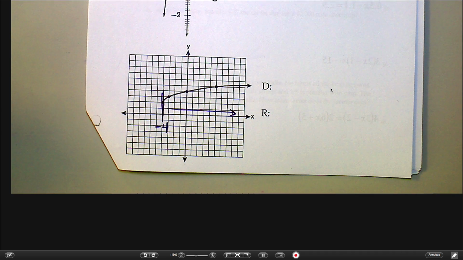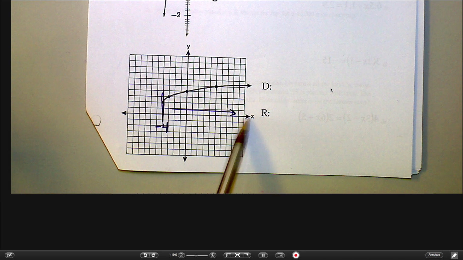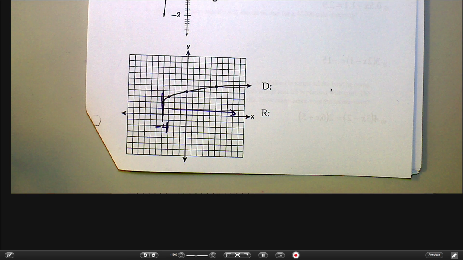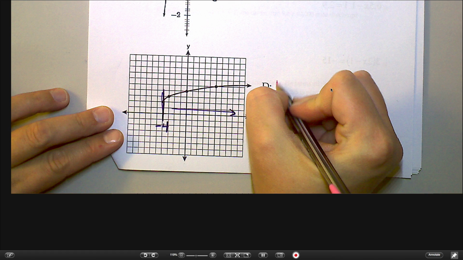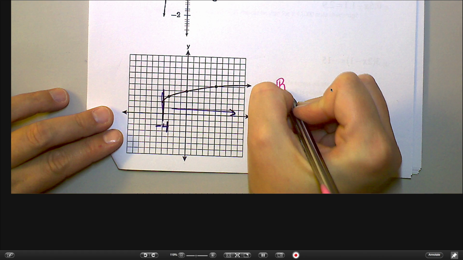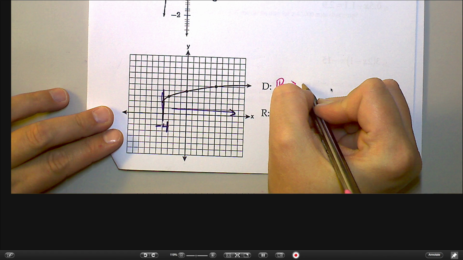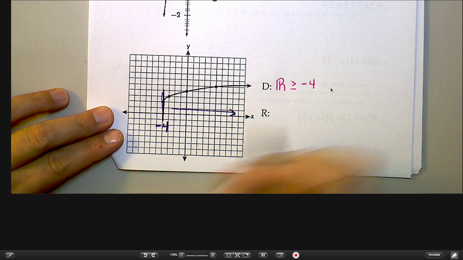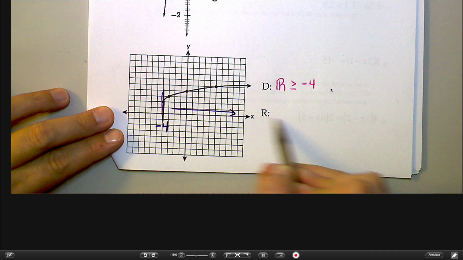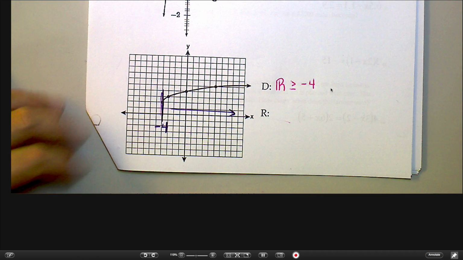But then think about that means the numbers are getting bigger, right? On the x-axis, as you go to the right, the numbers get bigger. So for my domain, I would say all real numbers greater than or equal to -4. Okay, because it goes from -4 and then everything in this direction.